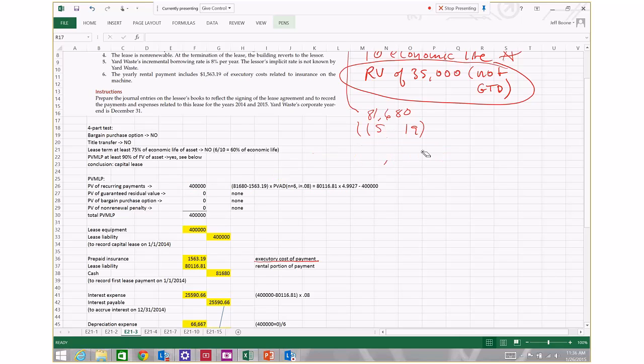All right, clearing out a little space here, and then we'll continue with the rest of the journal entries.